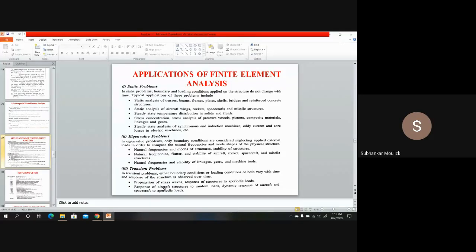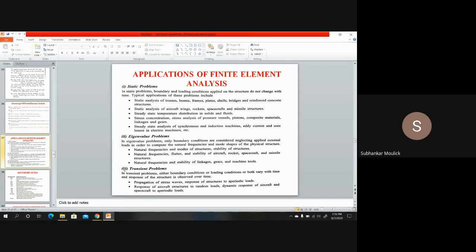Yes. And what about transient problems? In transient problems, either the boundary condition can vary with time, or the load can vary with time, or both can vary with time. In a static problem, neither the boundary conditions nor the loading conditions vary with time. In an eigenvalue problem, you only have to consider the boundary conditions; the loading conditions will not be taken into account while solving these problems, but those boundary conditions cannot vary with time. And in transient problems, both can vary, or any one can vary.